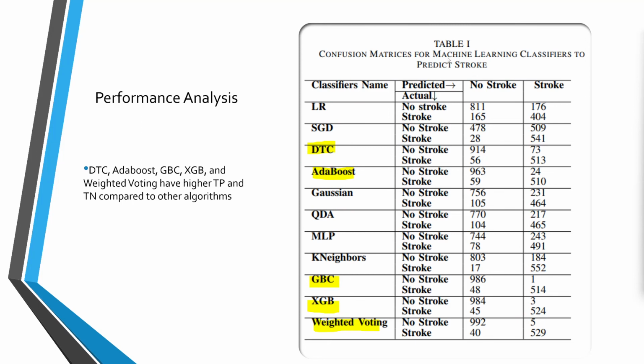Next, they created a table, and this is a confusion matrix table of all the 10 classifiers. As you can see, weighted voting, XGB, GBC, AdaBoost, and DTC all have high true positives and true negatives compared to the other algorithms. Furthermore, they have lower false negative and false positive values, which is very good. For example, if you look at logistic regression, it has pretty high false negatives and false positives. Even SGD has high false positives here.